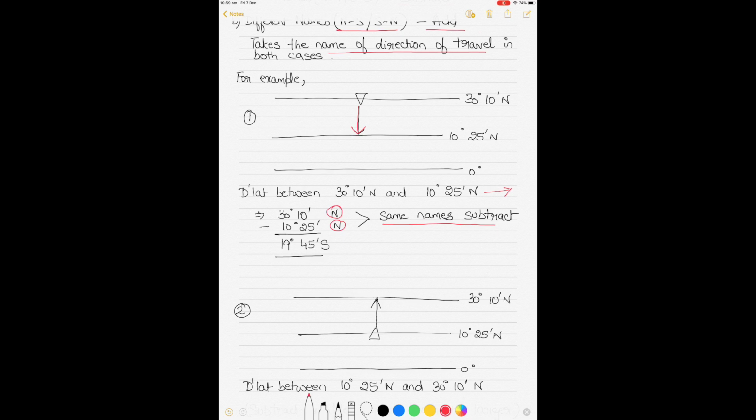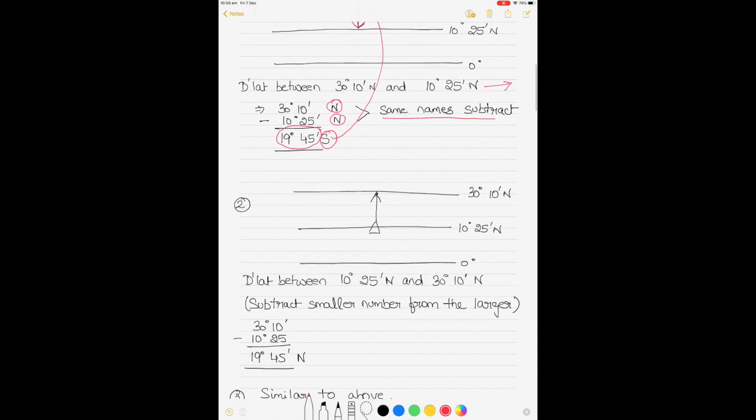You can put these values in the calculator as they are written: 30 degrees 10 minutes minus 10 degrees 25 minutes. You don't put north or south in the calculator, of course. And the answer that you will get is 19 degrees 45 minutes. Of course, you name it south because the vessel is traveling in a southerly direction, as you can see from the diagram above.